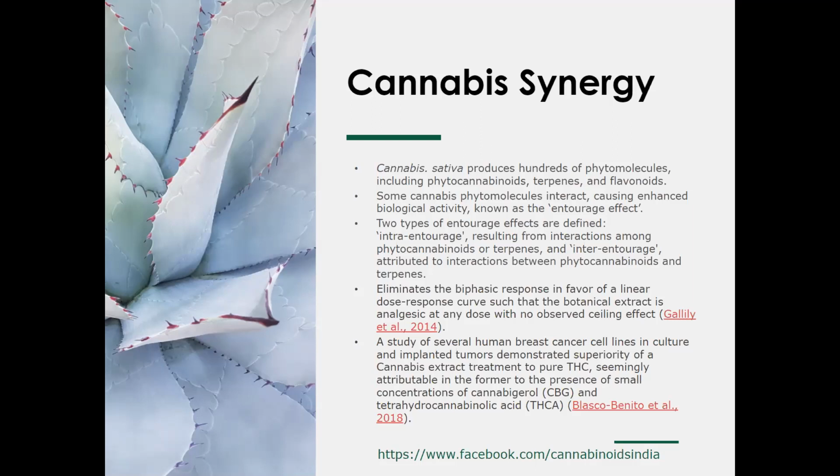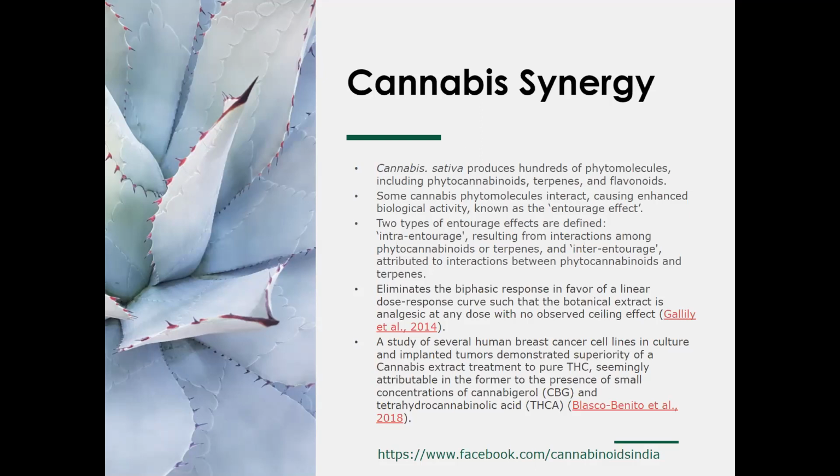These entourage effects are of two kinds. One is intra-entourage, and one is inter-entourage. The intra-entourage effect results from the interaction among phytocannabinoids and terpenes altogether. Inter-entourage effects are interactions between the phytocannabinoids themselves. So you have phytocannabinoids acting by themselves, terpenes acting by themselves, flavonoids having some effects by themselves, and you have the combined effects of all these things.